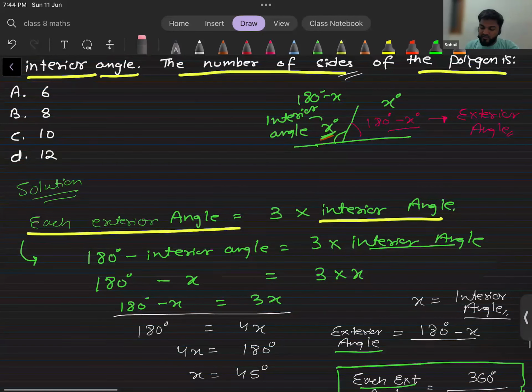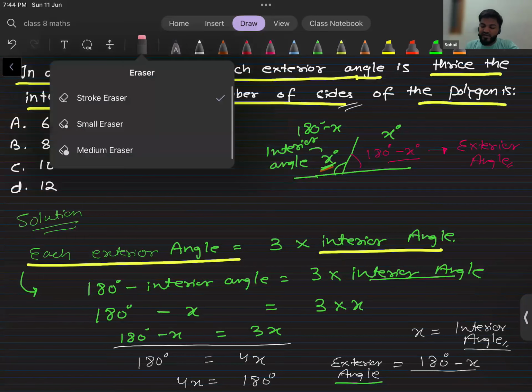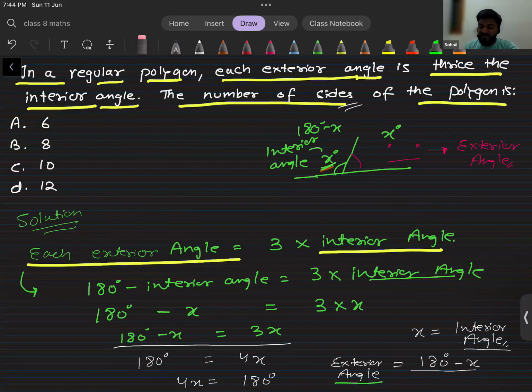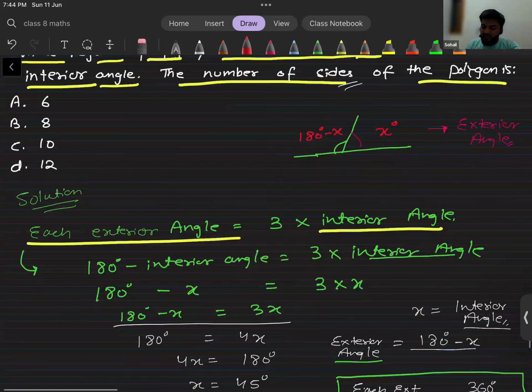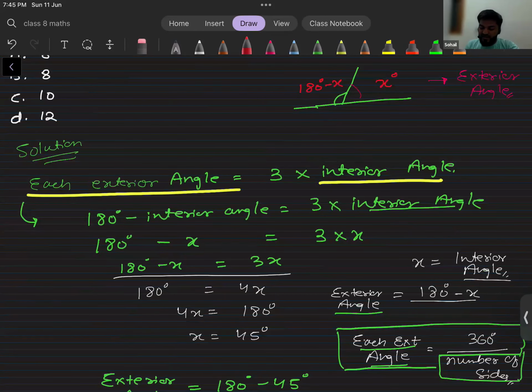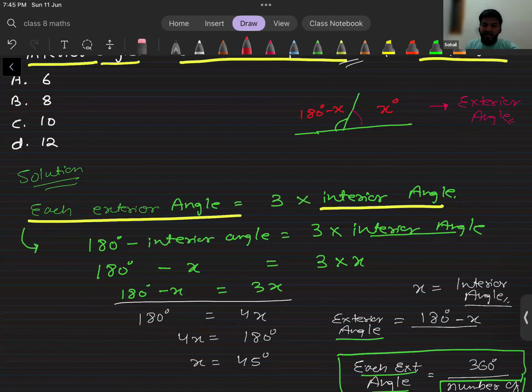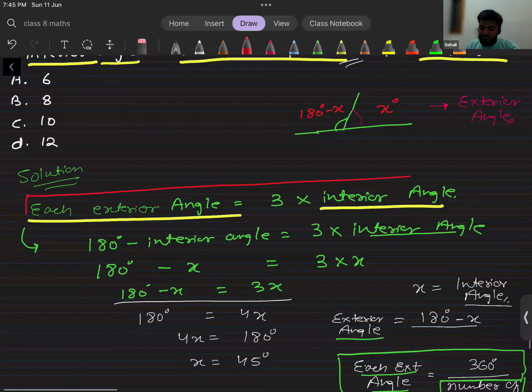Now what do you guys need to do? You need to assume the exterior angle as x here. This x is going to be your exterior angle, and your interior angle is going to be 180 minus x. All right. So then we will be able to get our answer. Each exterior angle is going to be 3 multiplied by the interior angle here. So this statement is the same.